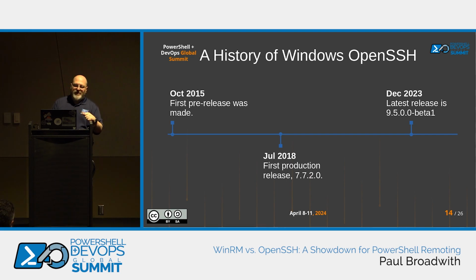There's only 3 things to talk about. The first pre-release was made in 2015. The first production release was 7.7.2.0, and that was in July 2018. The latest release was in December, just passed, and that's up to 9.5.0 beta 1. All of the versions, I think it's after 8.1 or 8.6, one of those 2 numbers, are all pre-release versions. I'm not entirely sure why that is.